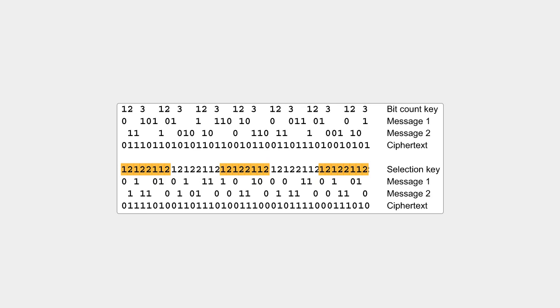These examples show how the messages 01010111010001101011 and 1110101100111010 are merged by the bit count method using the key 123123 and by the selection method using the key 12122112.